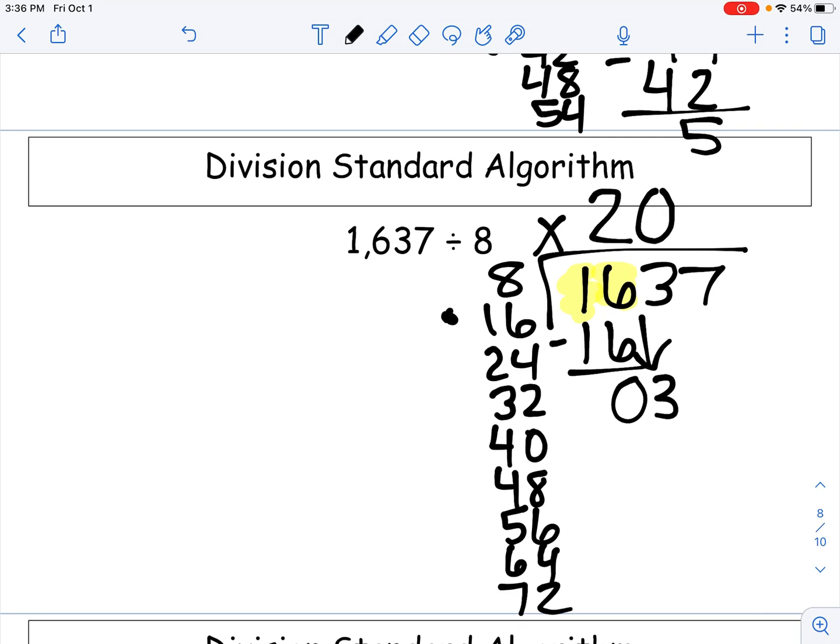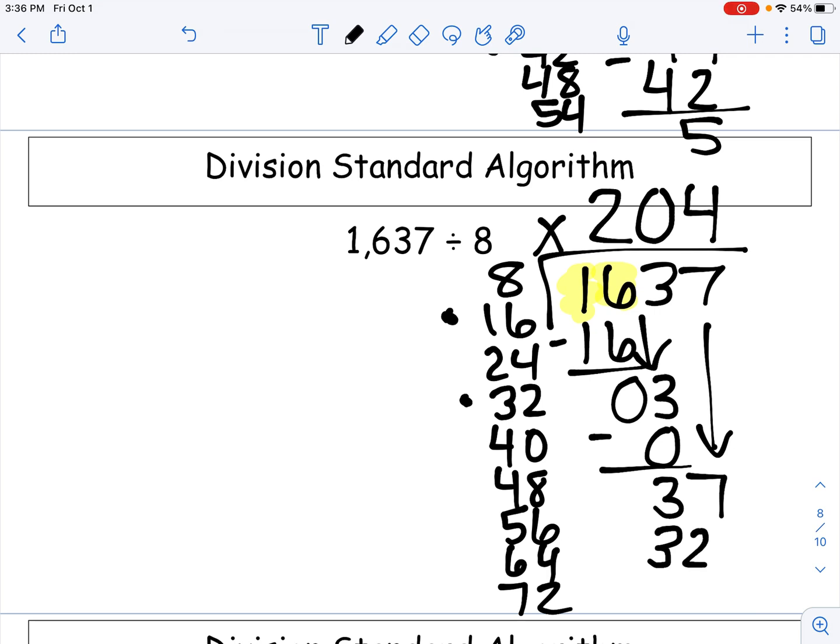Multiply. 0 times 8 is 0. Subtract, bring down. 37. I can get 32, which would be 4 groups on top. Multiply 4 times 8, 32. Subtract, I get 5. So my remainder would be 5 out of the 8 I need for a group.